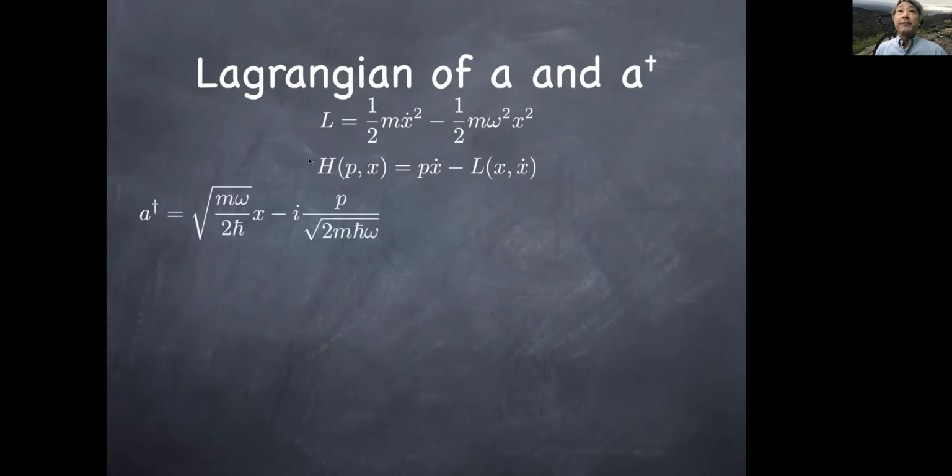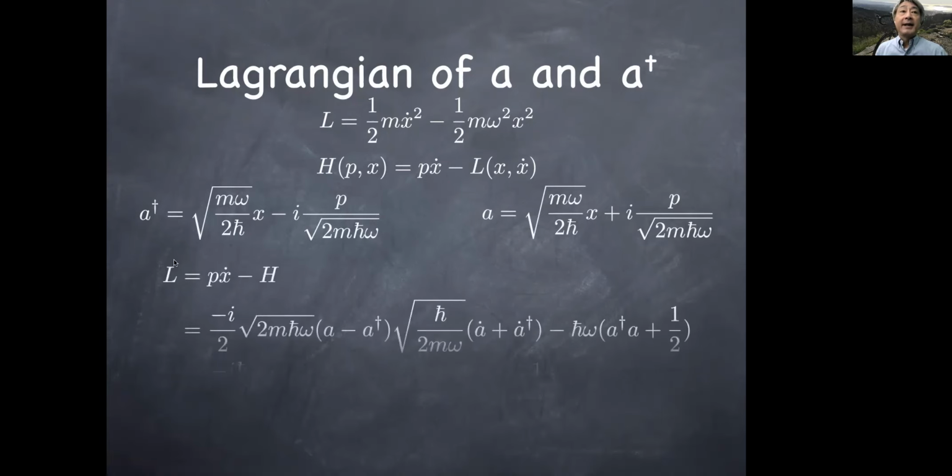So once you have this form of H written in terms of A and A dagger, the only thing I need to do is replace p and x dot using A and A dagger here. Then I can write the Lagrangian as p x dot minus H. And here we go. p is basically A minus A dagger. x is basically A plus A dagger, with a dot on it now, the time derivative. And I have the Hamiltonian given by the form we have seen already. So I'm just going to expand this out.